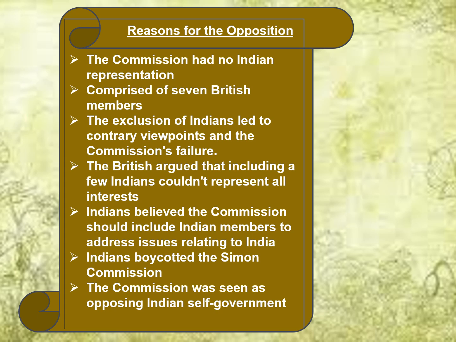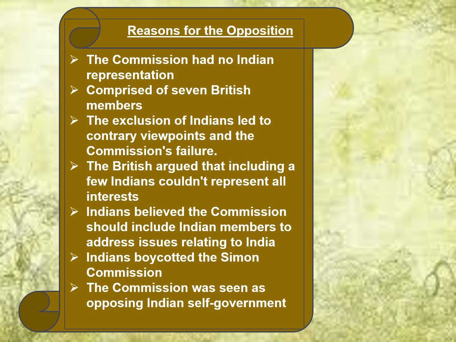Now, if we talk about the reasons for the opposition, the commission had no Indian representation and was headed by Sir John Simon. It was comprised of 7 British members and it was sent to examine the 1919 reforms. The exclusion of Indians led to different viewpoints and the commission's failure. The British argued that including a few Indians couldn't represent all interests and would hinder the commission's effectiveness. Indians believed that the commission should include Indian members to address issues relating to India, which was quite understandable.